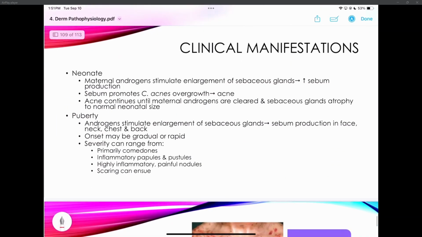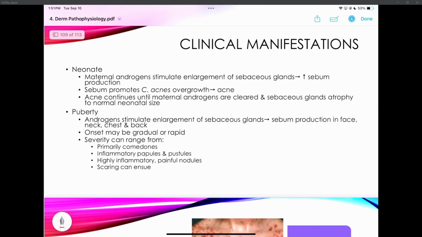So here are your neonate manifestations. Again, androgens from the maternal side. Sorry about that. I said before, I thought it was androgens that cause the delivery of the baby, but maternal androgens can cause the acne for the baby. They still get C. acnes overgrowth. Acne continues until maternal androgens are cleared out of their system and all their sebaceous glands go back to normal size. Puberty: obviously, androgens are here, stimulating enlargement of your sebaceous glands, getting all that stuff going.